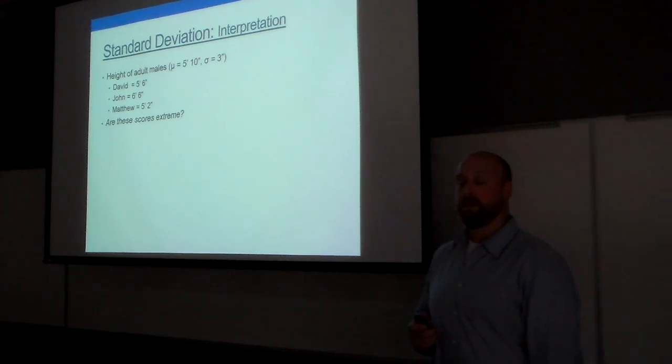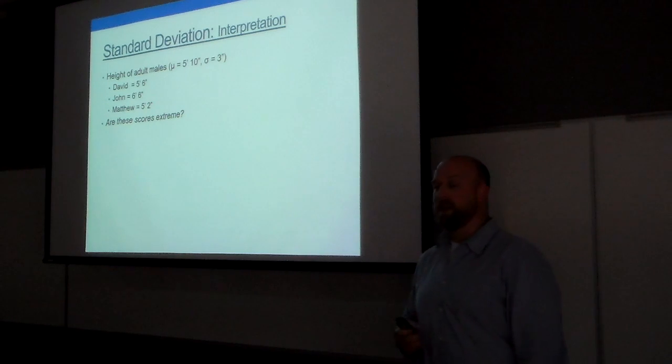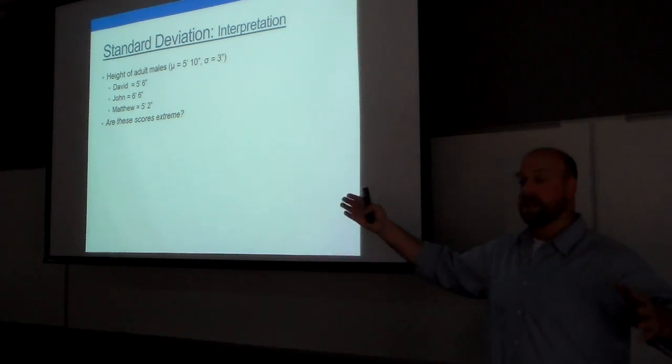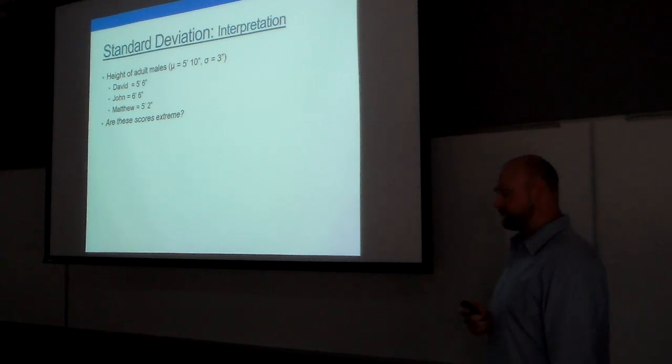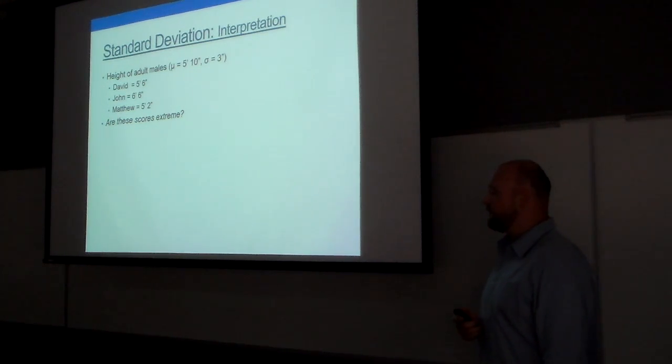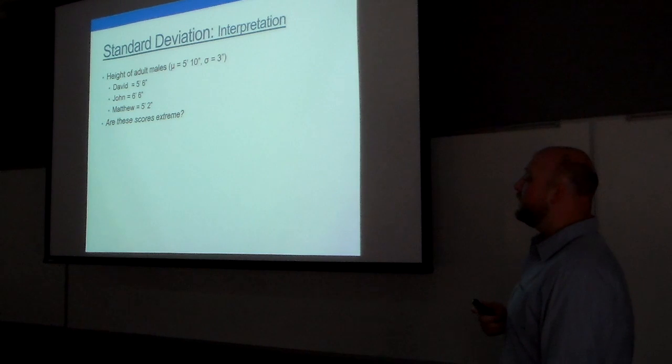Would be an extreme value. Yeah, I mean, he's getting close to 3 standard deviations above the mean, right? And if we think about where that distribution falls, that's pretty high, right? Matthew's 5'2". What do we say, Matt, about Matt? He's noticeably short. Noticeably short, right? We're getting close to 3 standard deviations below the mean there, right?